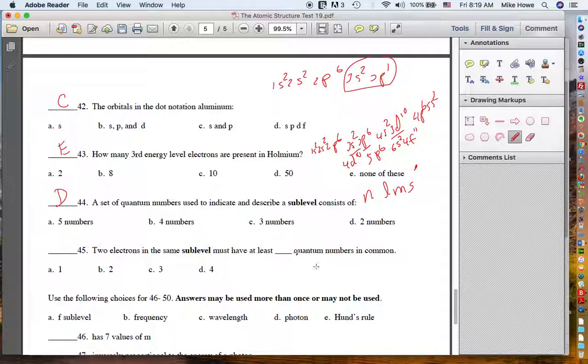And if 2 electrons are in the same sublevel, then they've got to have the same value of N and the same value of L, because N tells the energy level, and L tells you the sublevel. They could have the same M value in common, but they don't have to. That's why I said must.